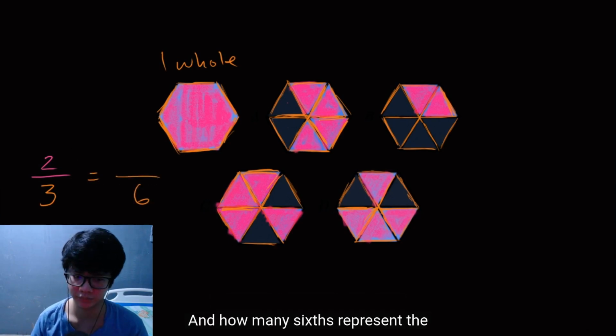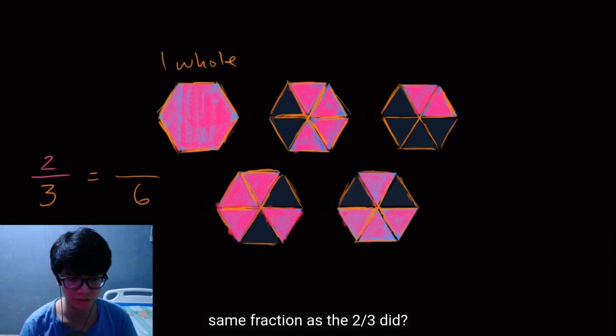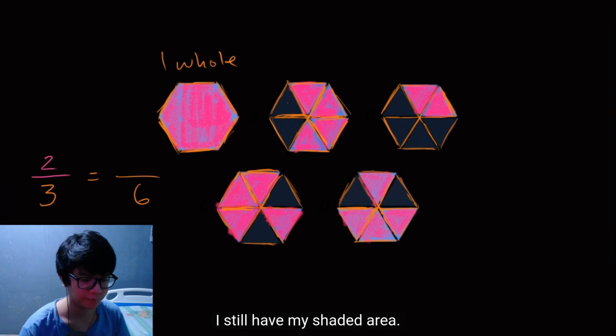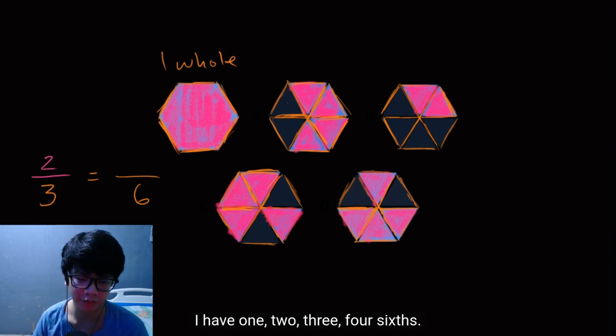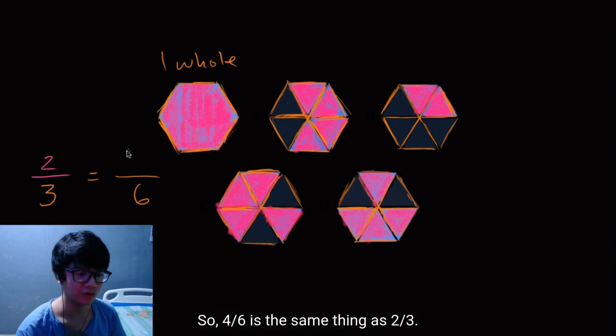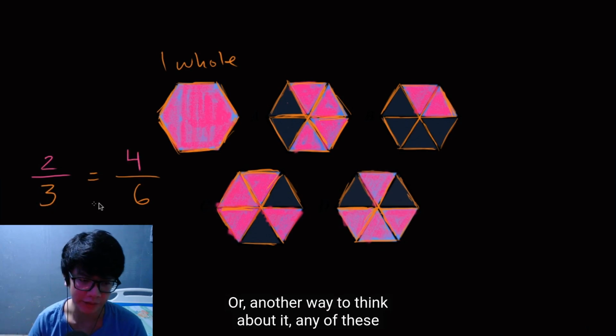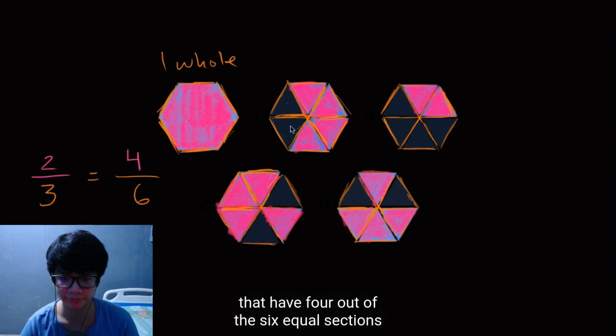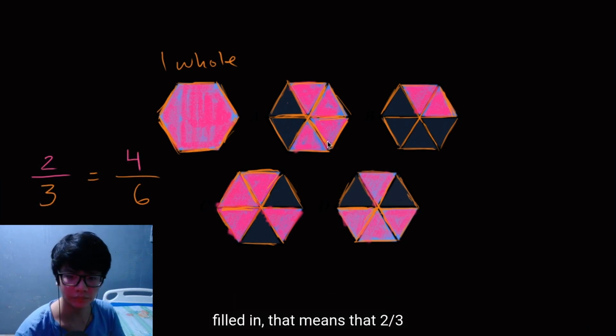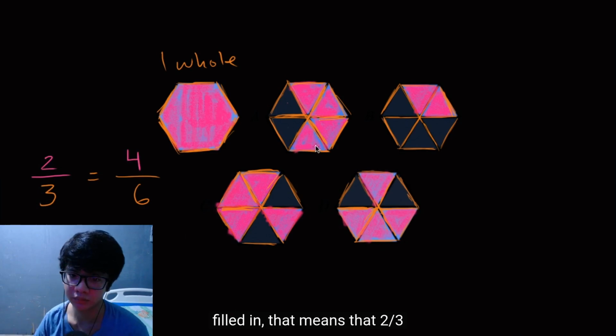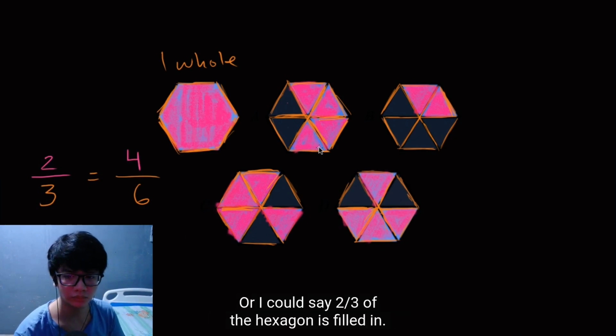And how many sixths represent the same fraction as the 2/3 did? Well, I still have my shaded area. I have 1, 2, 3, 4 sixths. So 4 sixths is the same thing as 2/3. Or another way to think about it, any of these that have 4 out of the 6 equal sections filled in, that means that 2/3 of the sections are filled in. So it's the second, the fourth, and the last one.